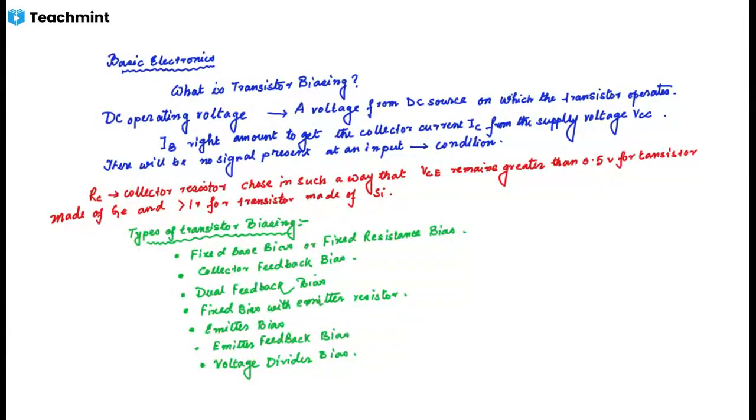So these are the types of biasing of a transistor: fixed base bias or fixed resistance bias, collector feedback bias, dual feedback bias, fixed bias with emitter resistor, emitter bias, emitter feedback bias, and voltage divider bias. So these are all the types of transistor bias.